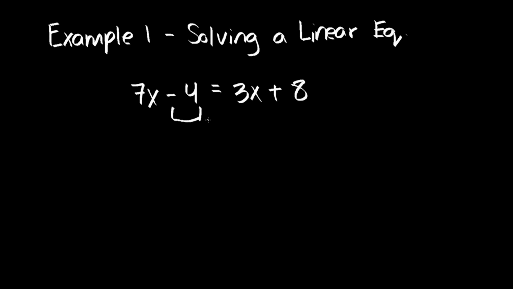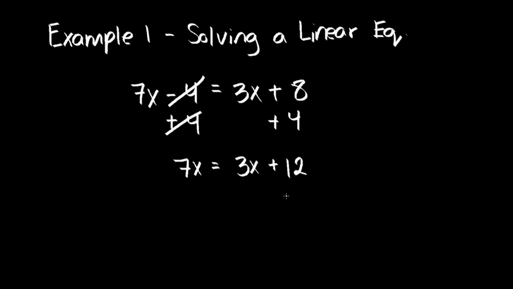But how are we going to get rid of it? We're going to add 4, right? By adding 4 to negative 4, we're going to get rid of it. But remember our first property of equality, we're going to have to add 4 on the other side as well. So now we're left with 7x is equal to 3x plus 12.